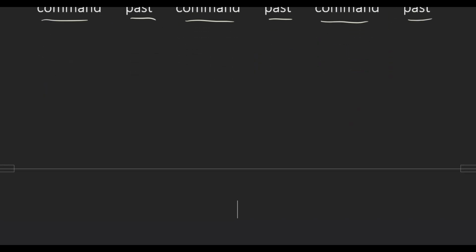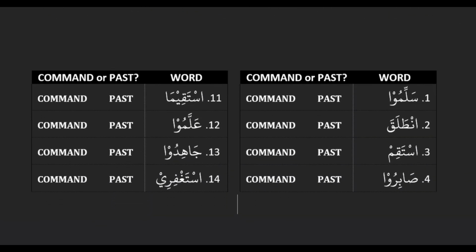Okay, let's do an exercise. You're going to tell me if these words are command or past. So sallimu. Ignoring the waw alif at the end, we have 4 letters, because the shadda counts as 2. So we have more than 3, and we do have an E sound on the second to last. So I'm going to say this is command. Yes, it's command, and it's our pattern number 2.